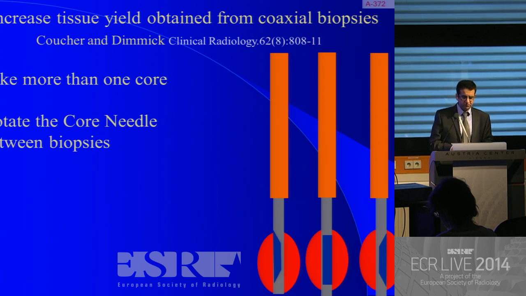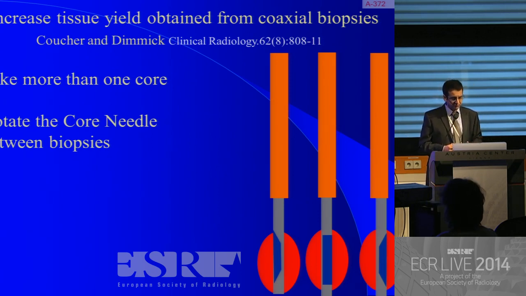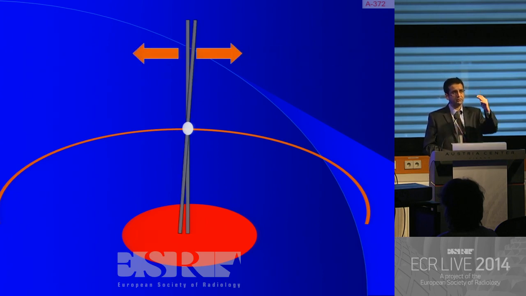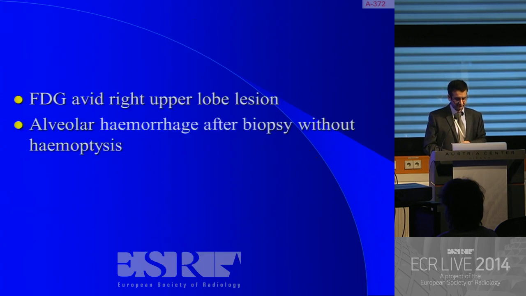And you can increase the tissue yield obtained from a coaxial biopsy by taking multiple biopsies, rotating the biopsies, and if need be, you can even bend the tip of the biopsy needle or angulate it slightly, so it helps you take a sample from a superior and then an inferior aspect through the coaxial needles. I'd like to share some cases with you just to explain some of these complications that occur.